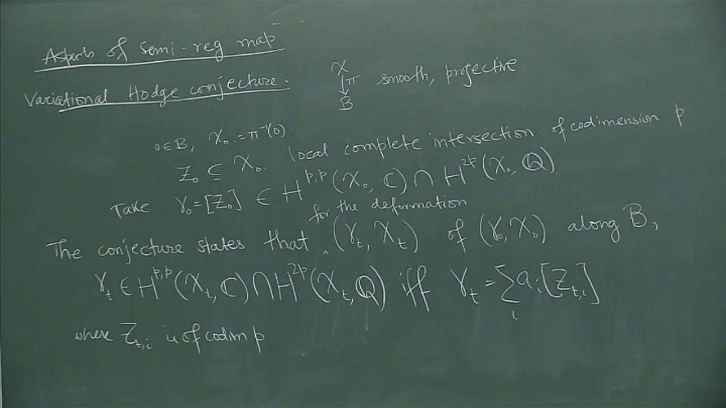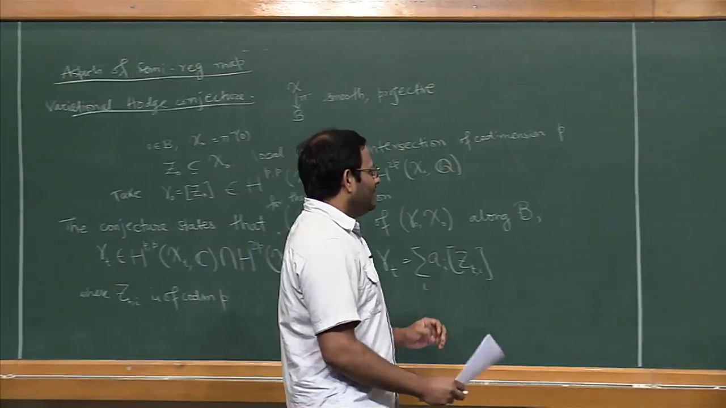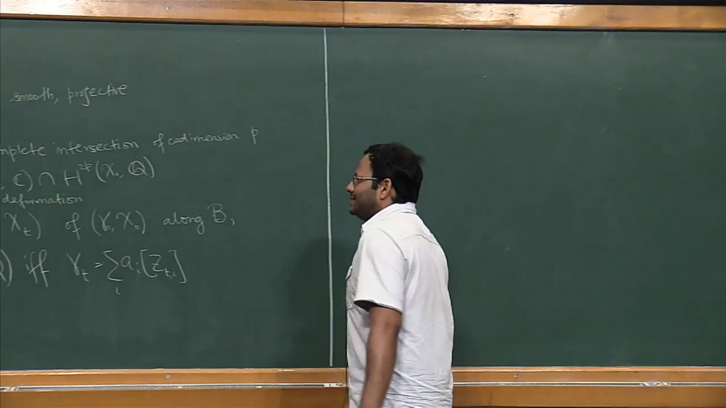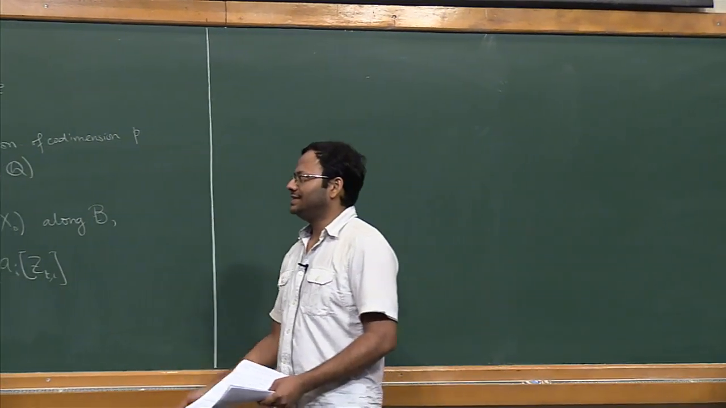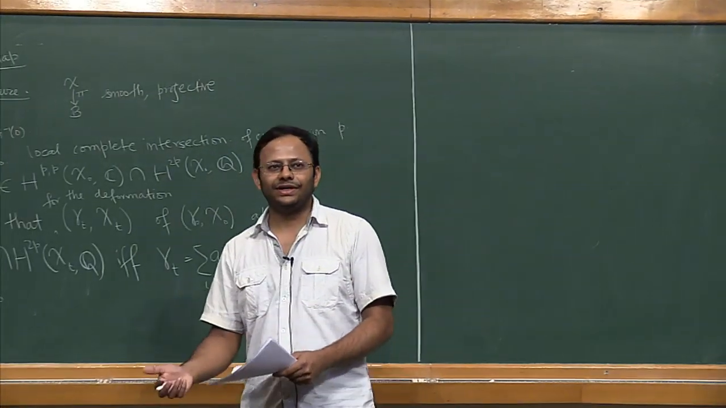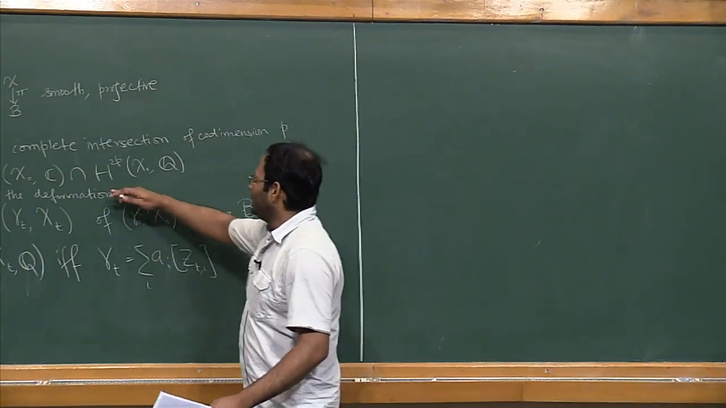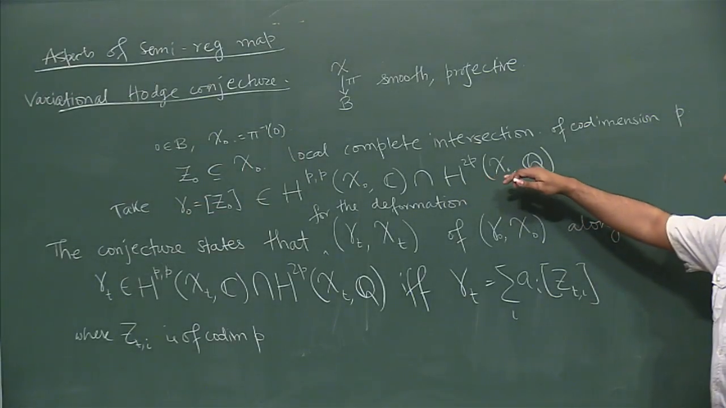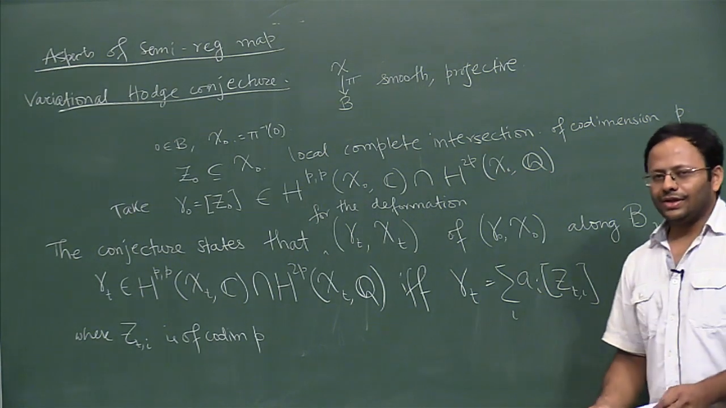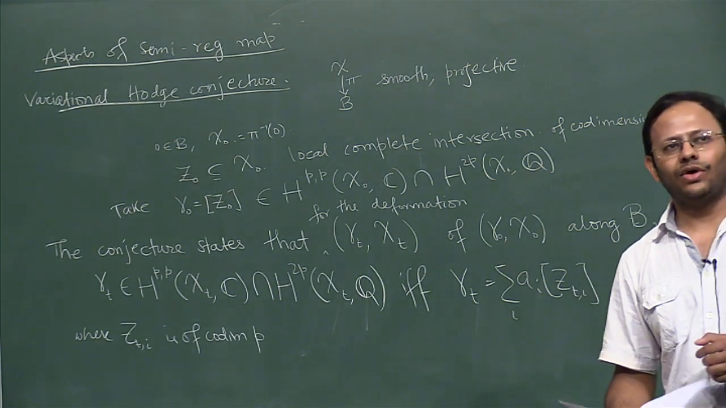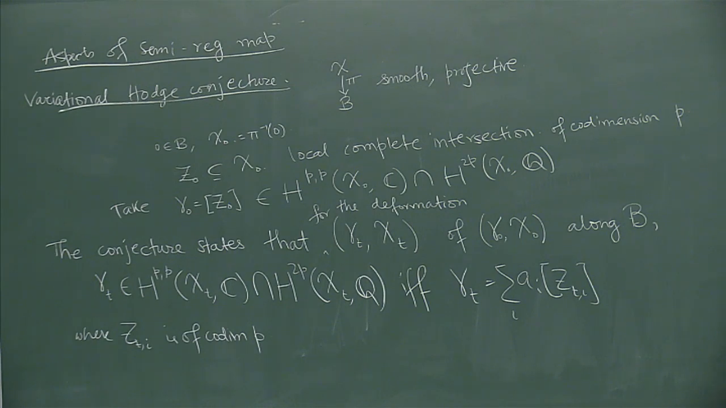Now, of course, this is a conjecture. The Hodge conjecture states that every Hodge class, any element here we will call a Hodge class, always comes from an algebraic cycle. If the Hodge conjecture is true, then trivially the variational Hodge conjecture is true. But we cannot prove either of them. So let's see how far we can go and what we can say.